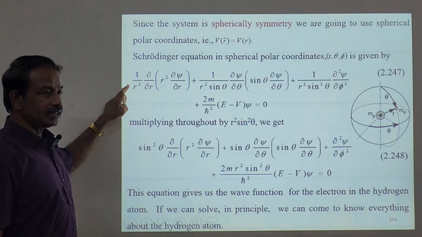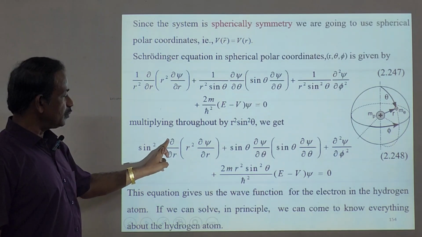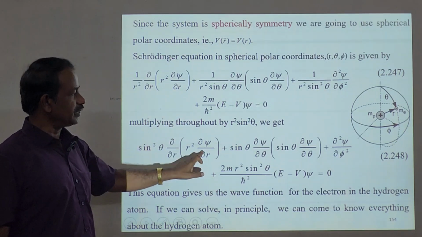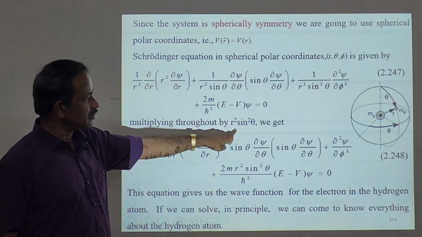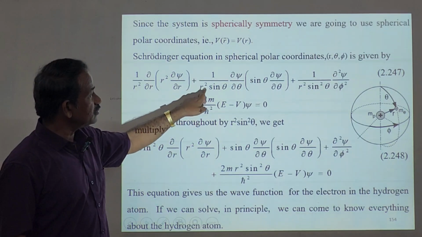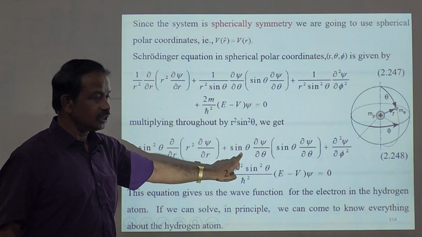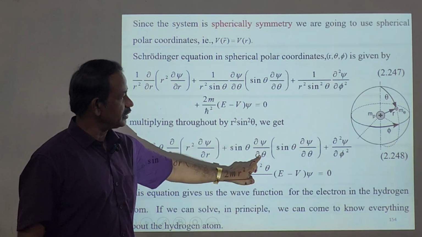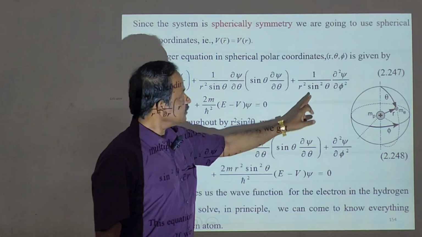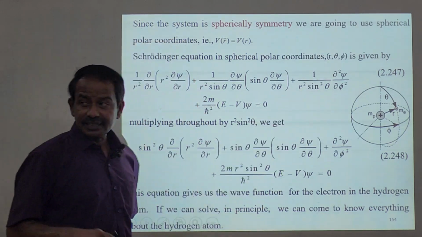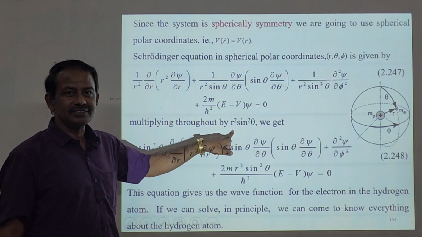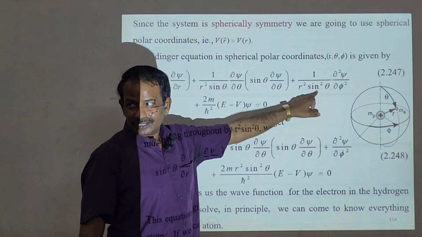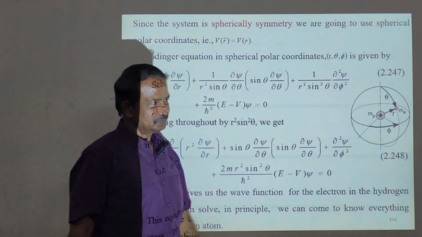So r squared will cancel. You have sine square theta d by dr of r squared d psi by dr as it is. Multiplying by r squared sine square theta, the r squared and one sine theta get cancelled, and you have sine theta d by d theta of sine theta d psi by d theta. The next term, r squared sine square theta, both get cancelled. Why should you multiply with r squared sine square theta? To get this part alone.